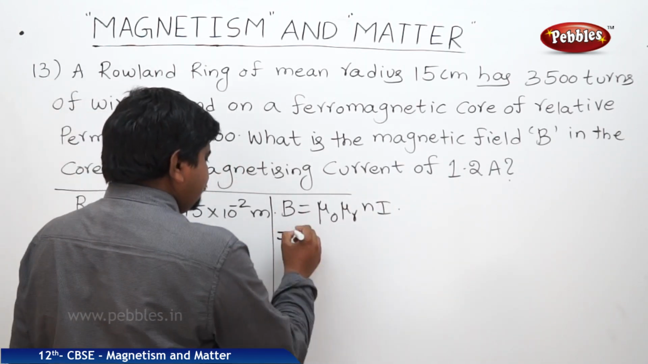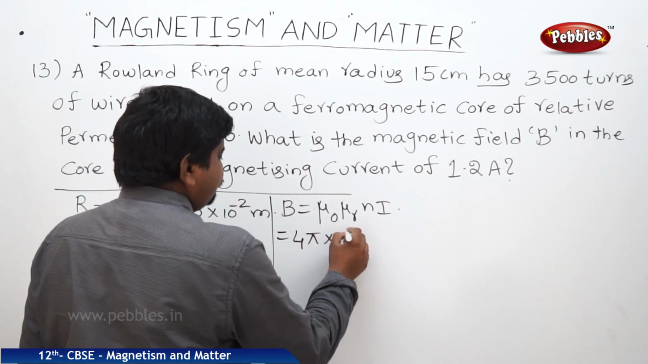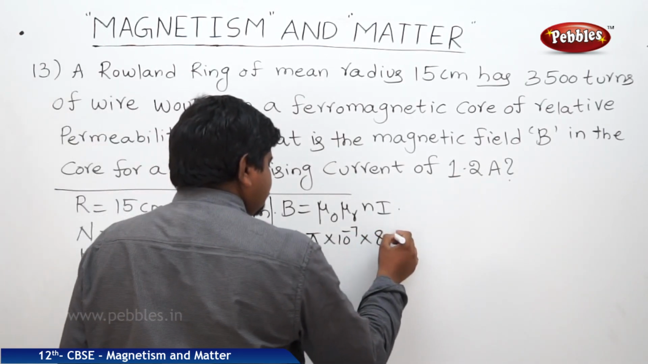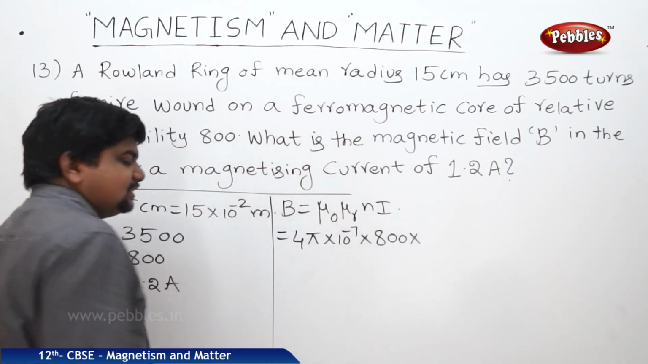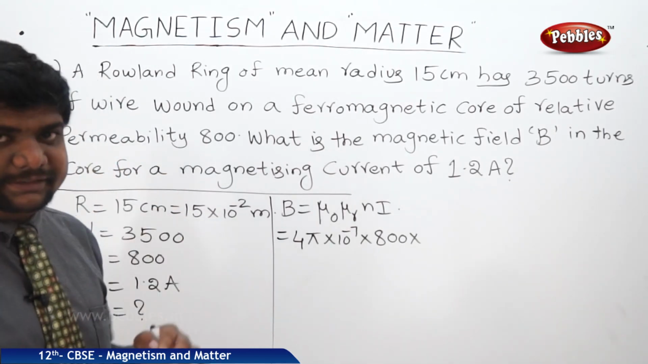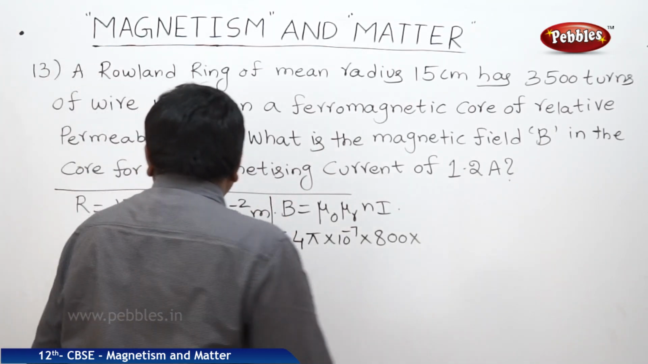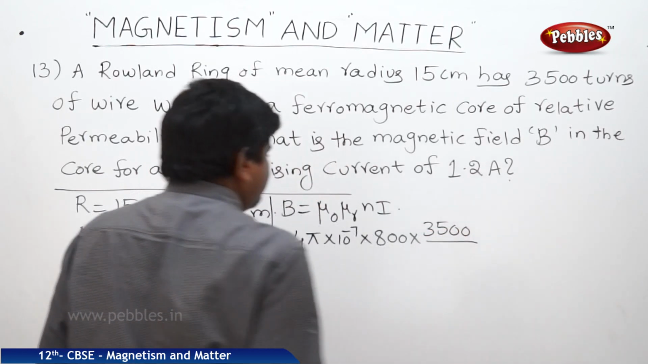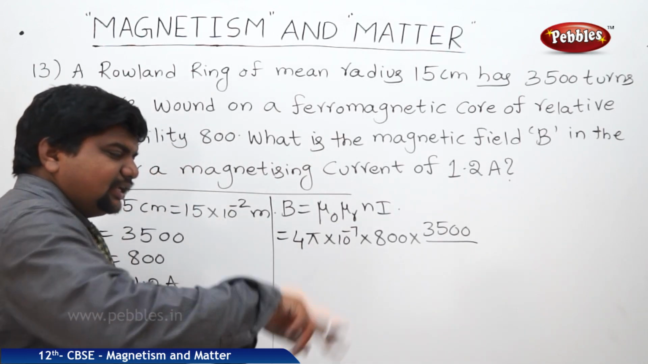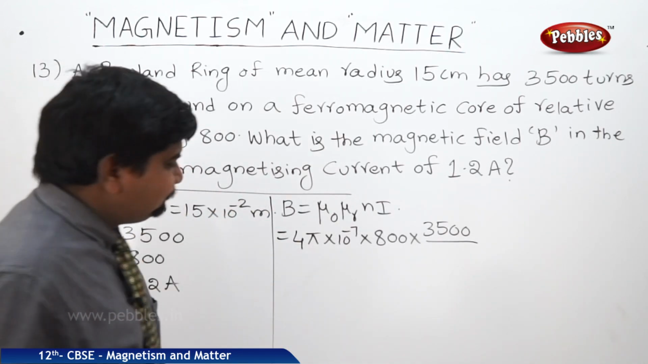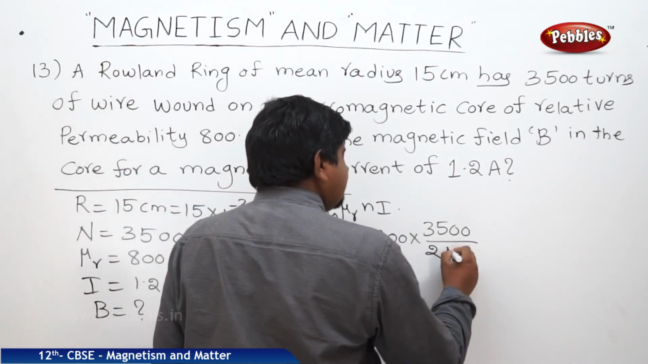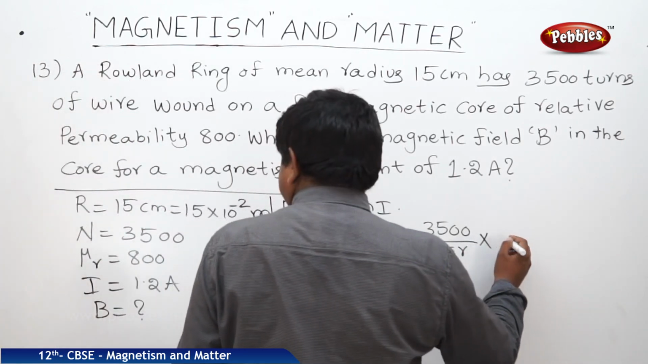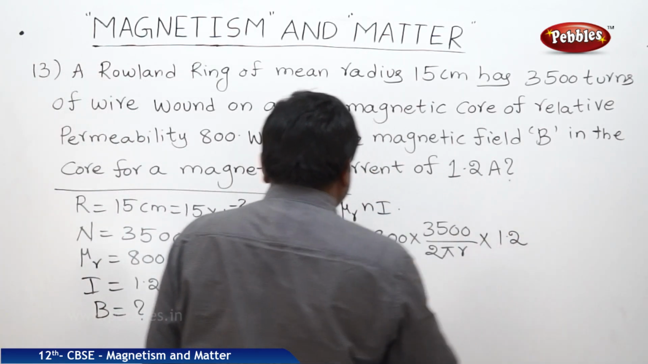We know that mu naught is 4 pi into 10 to the power of minus 7. Mu R, the relative permeability, is 800. N is the number of turns per unit length. The number of turns is 3500. Per unit length means, for a circle, the total length is its circumference, 2 pi r, and I is 1.2 amperes.